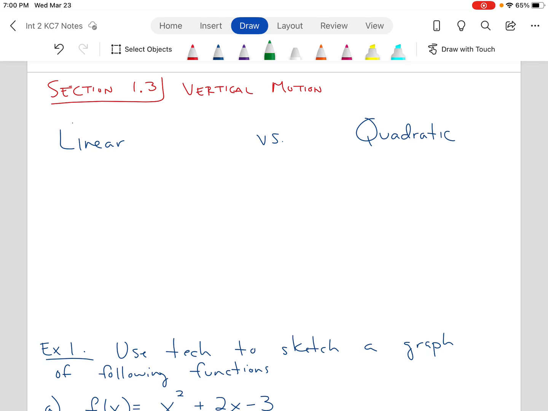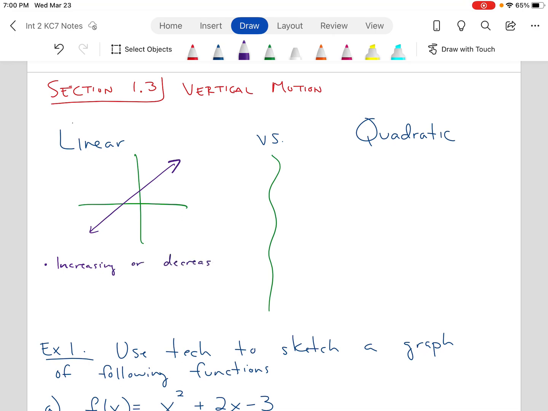Now, if you recall, linear functions you've already seen. If I graph this linear function, it looks like a straight line, either increasing or decreasing. Right now, this graph specifically crosses the x-axis here, which is our x-intercept, and the y-axis here, which is our y-intercept.